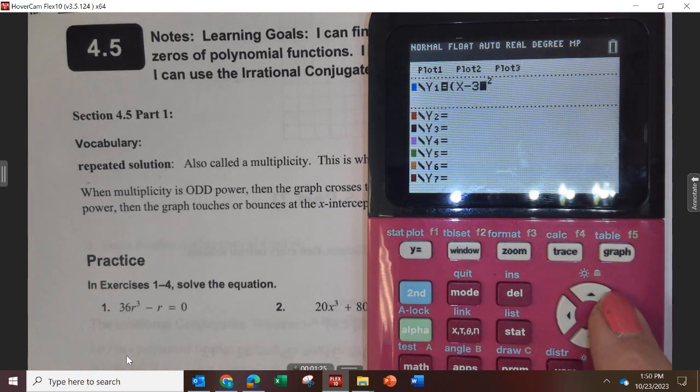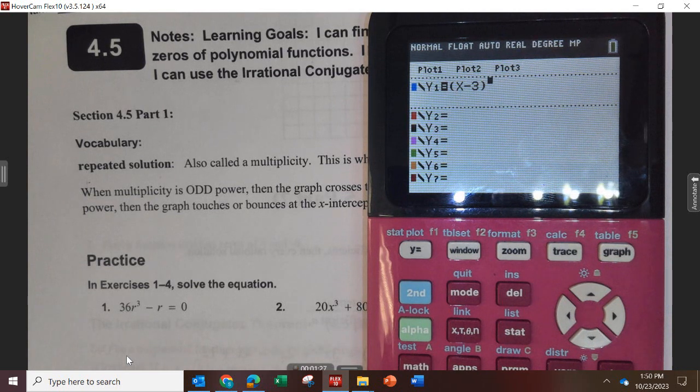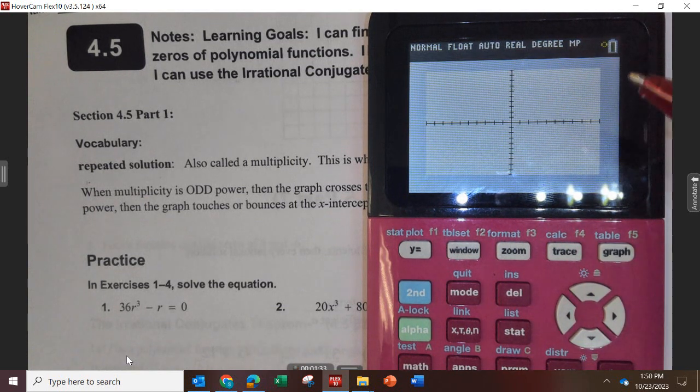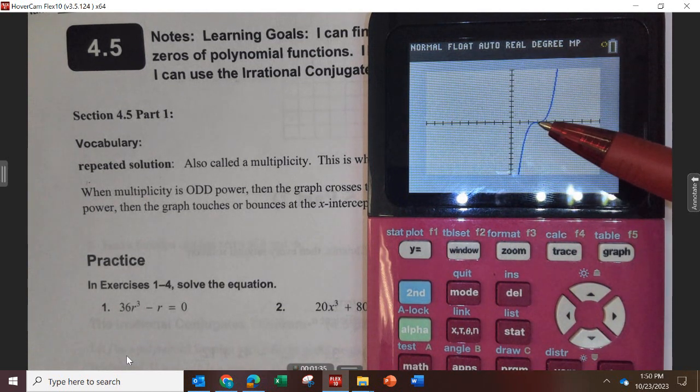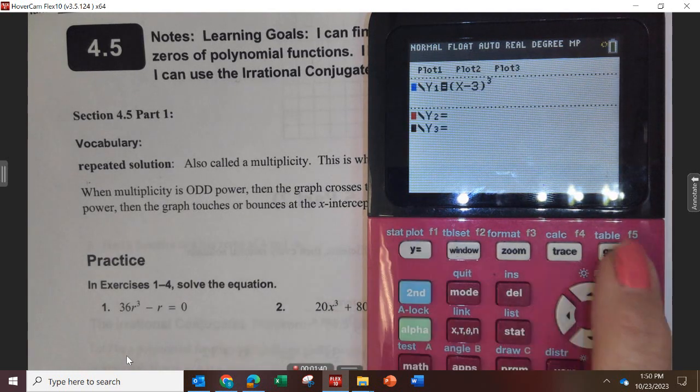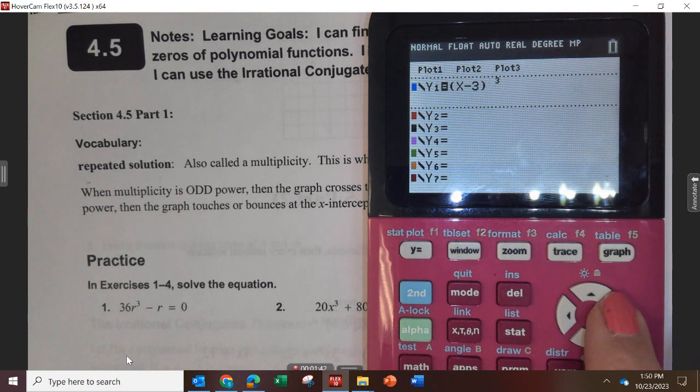Watch what happens if I change that from a 2 to a 3. So we still have a 0 at 3, because 3 minus 3 is 0, but watch what happens. See how now we still have the 0 at 3, but now it goes through it? Okay, so what if I make this x minus 3 to the 6th?